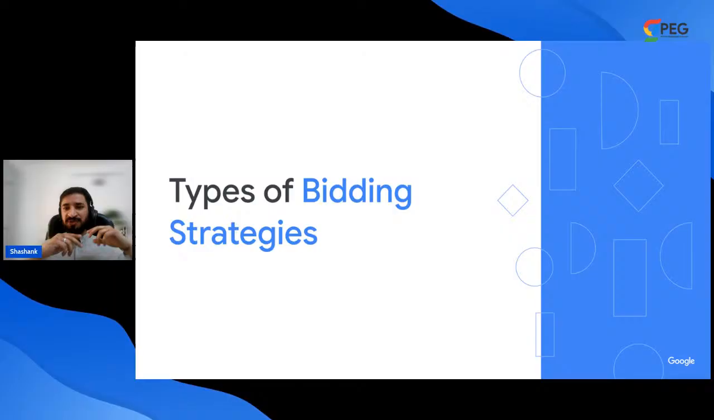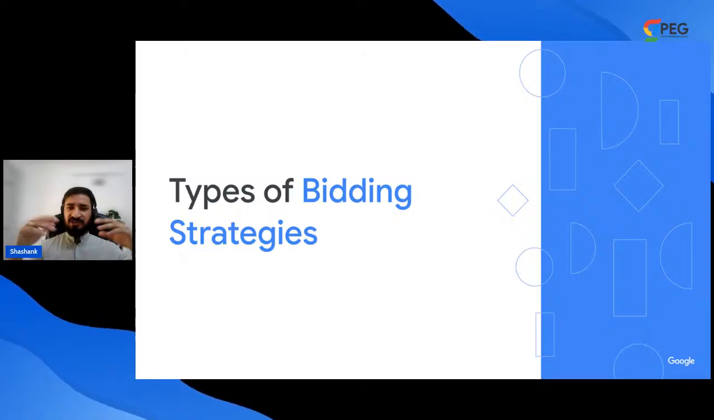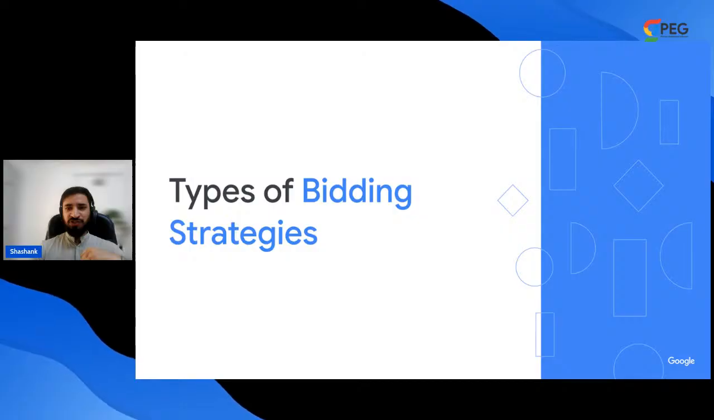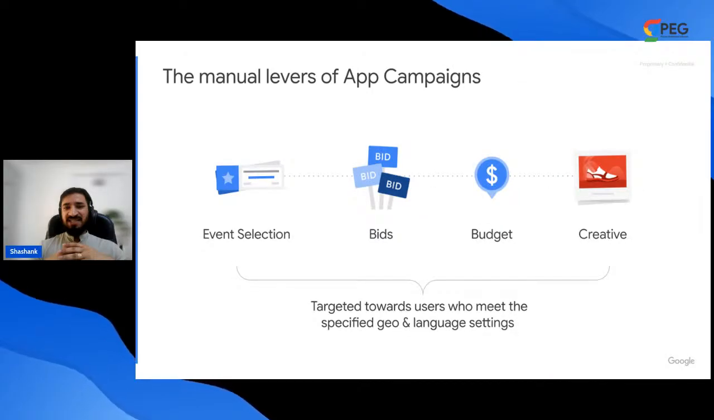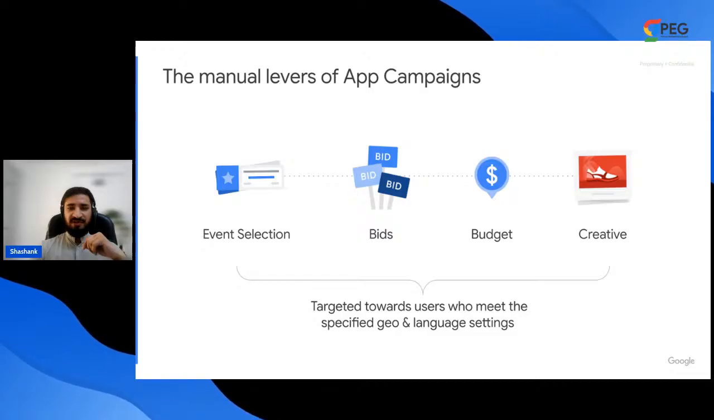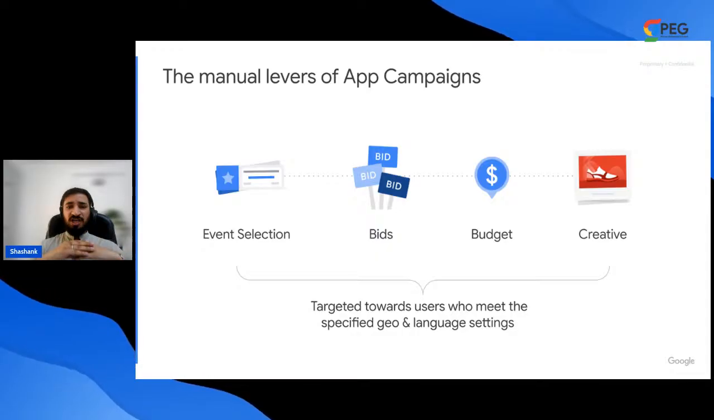Now we'll talk about the different bidding strategies that we have in place. The bidding strategies should always be aligned with the campaign objective. And let me just start covering it one by one for you. Before we dive into the bidding strategies, I would quickly like to take you through the manual levers of app campaigns. So in an app campaign, there are different segments. We can call them the building pillars, which are essential to be done in the right manner so the app campaign becomes a huge success in the long run.